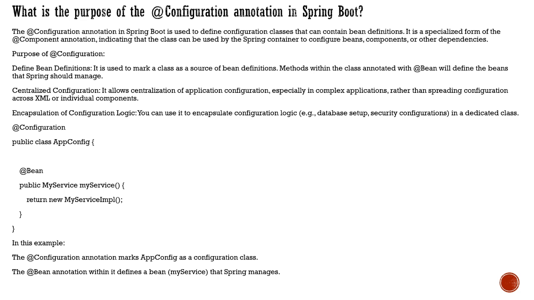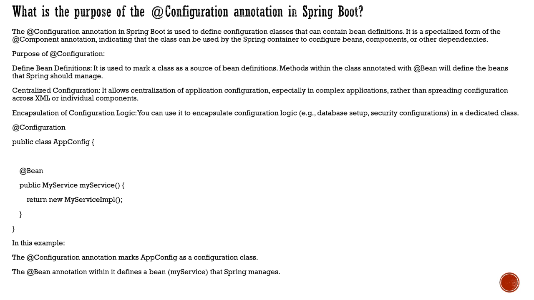Now, what is the purpose of @Configuration? You must have heard of this in many interviews, if you have attended earlier, right? This is an annotation used on a configuration class that has certain bean definitions. It is a special form of @Component, and it indicates that it can be used by the Spring container to configure beans, components, or other dependencies. The purpose is to mark the class as a source of bean definitions, and the methods within that class annotated with @Bean will define those beans, and Spring will manage them, right?